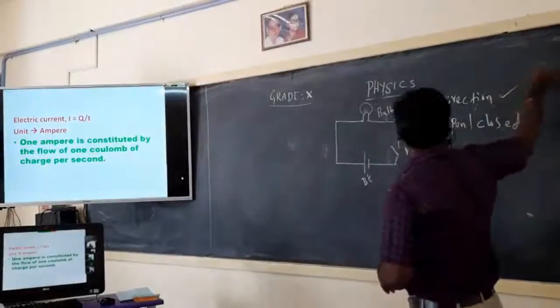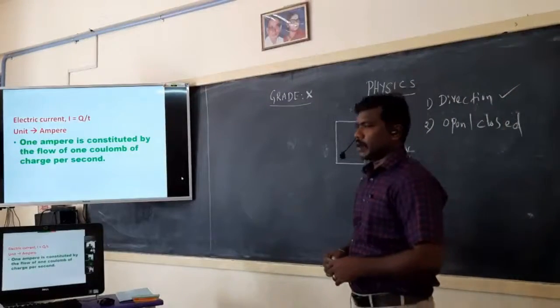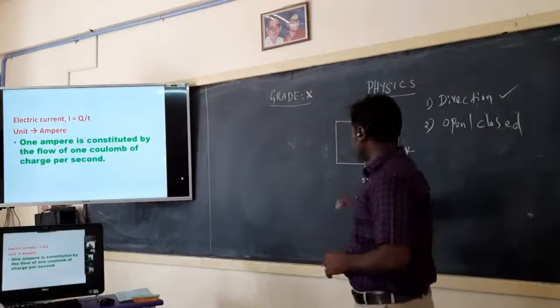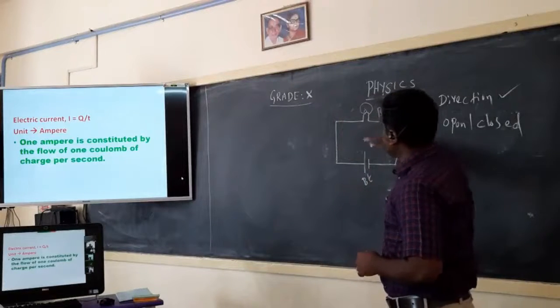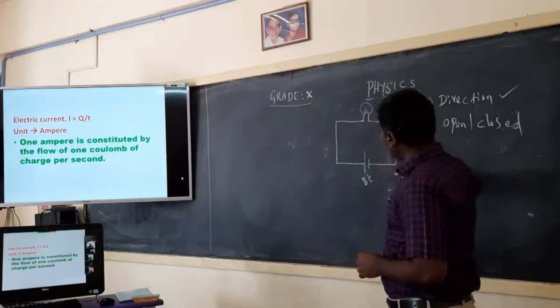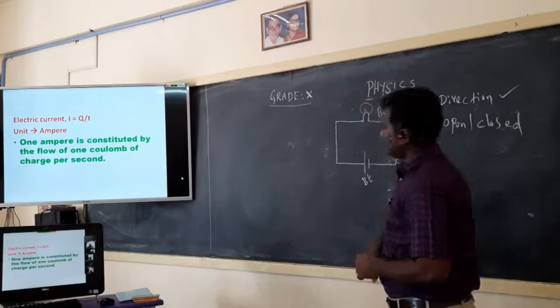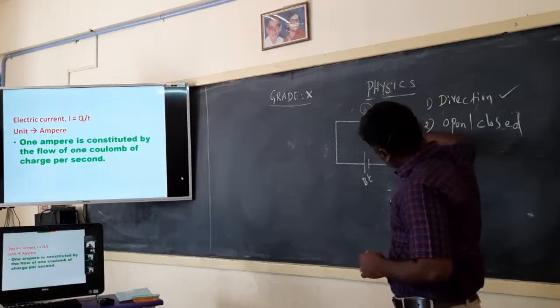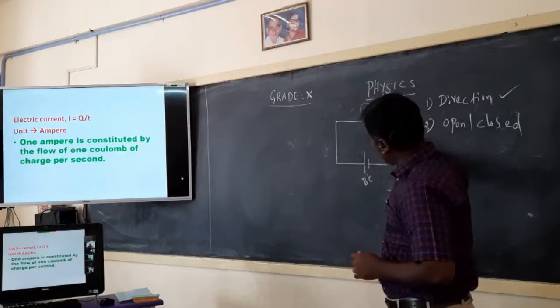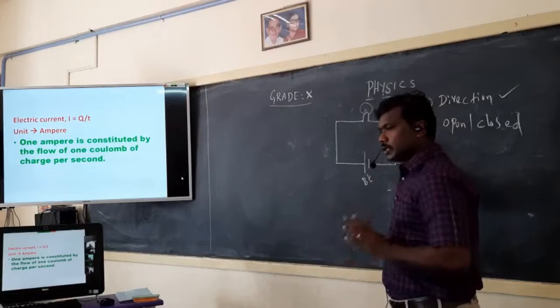First, we are going to discuss the topic, the direction of flow of electric charges. Now we will see the diagram. We are using the battery, key and the bulb. Now this diagram is indicating the open circuit. When you switch on the key, when you plug it in, it is called a closed circuit.